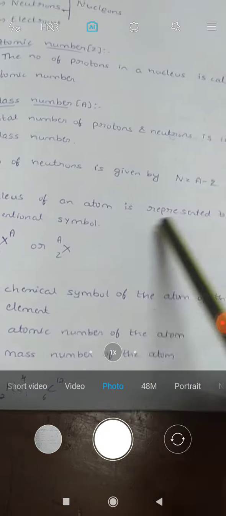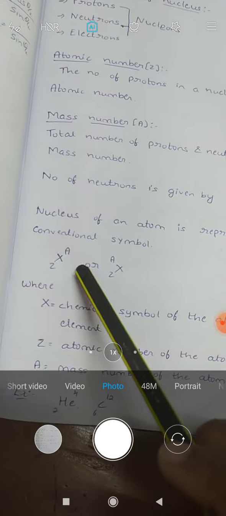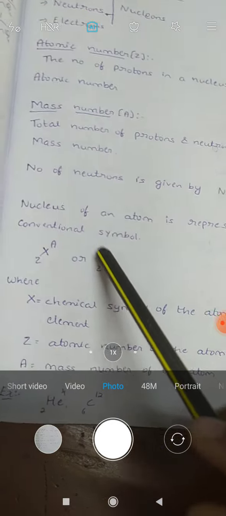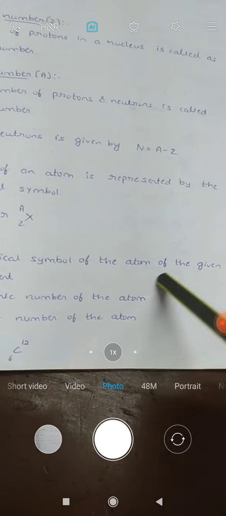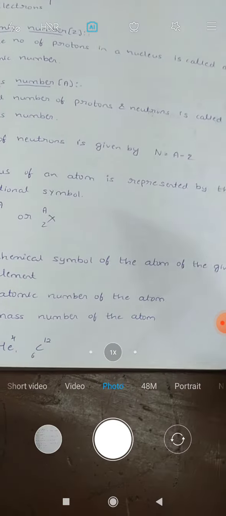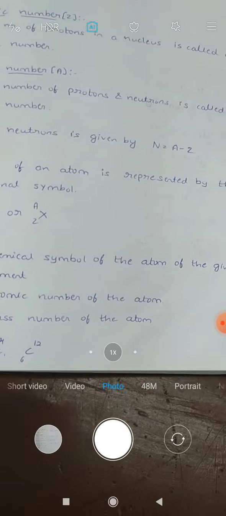Generally the nucleus of the atom is represented by the conventional symbol X with A and Z, where X is known as the chemical symbol of the atom of the given element, Z is the atomic number of the atom, and A is the mass number of the atom.